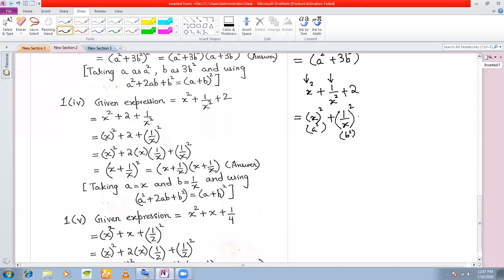Now what about the 2ab? Will this term give us our 2ab or not? Let's check. 2, what is a? A is x, right? And what is b? 1 by x. Yes, this will give us our 2ab. Why? Because this x and this x will cancel. You can always write 2 as 2 into x into 1 by x, isn't it? We can always write. So therefore this will give us our 2ab term. Therefore my a is x, so a plus b whole square. Okay.